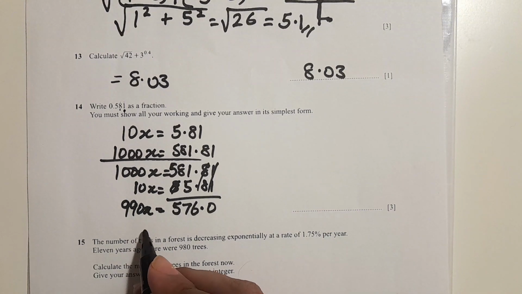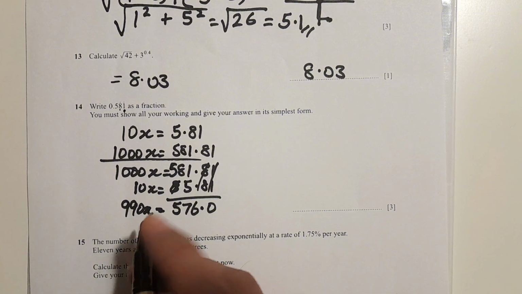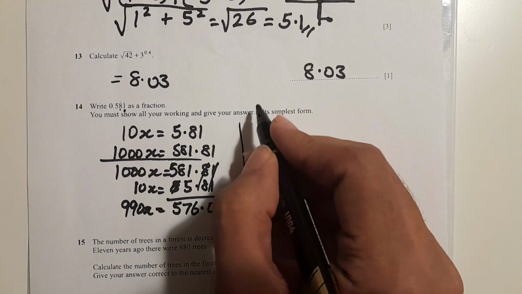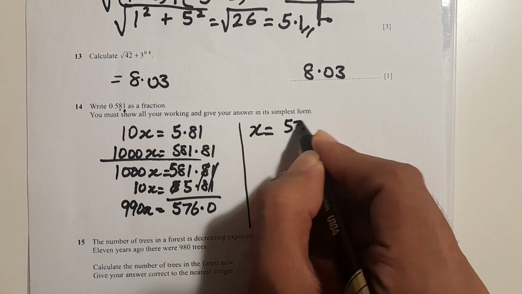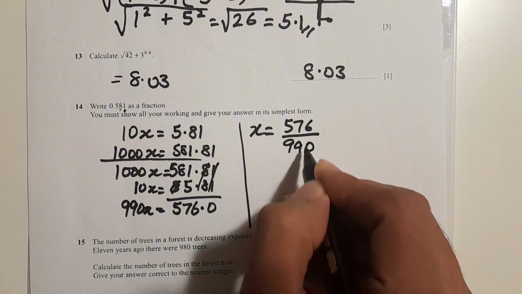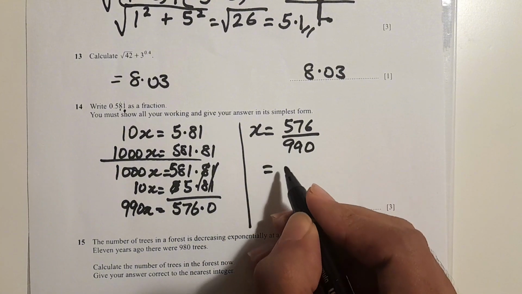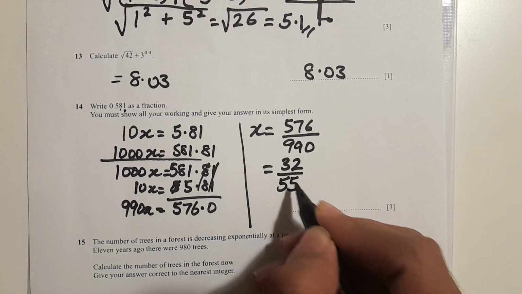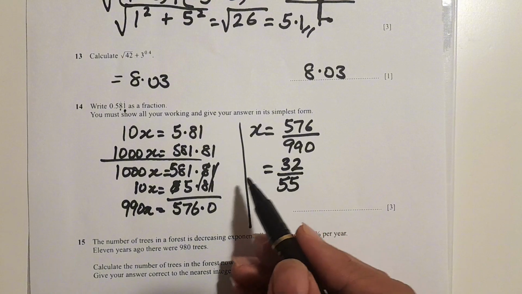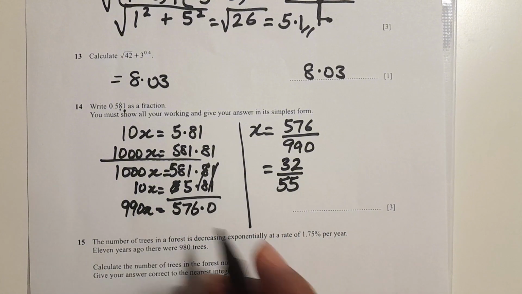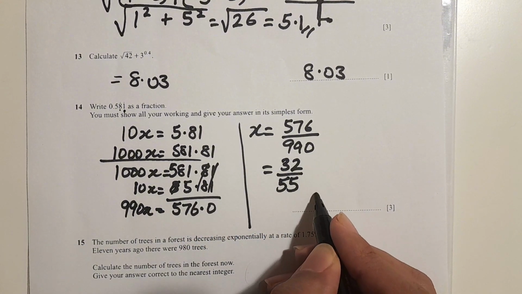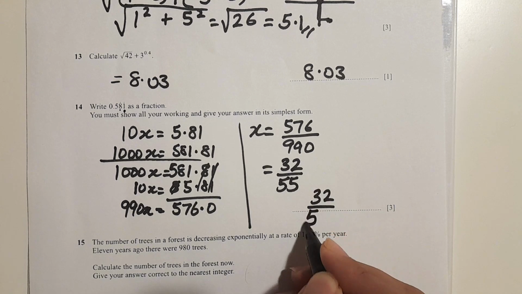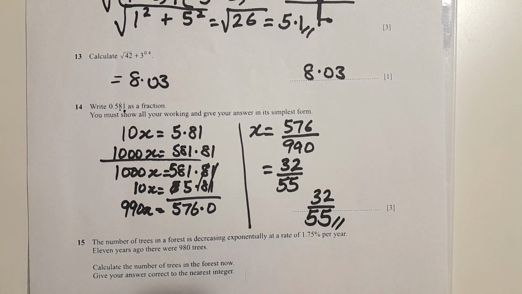So now we will make x a separate letter and write on the right side, x is equal to 576 divided by 990. If we simplify this using a calculator, it will be 32 divided by 55. So the fraction, the answer for question 14, is 32 divided by 55. So this will be the final answer.